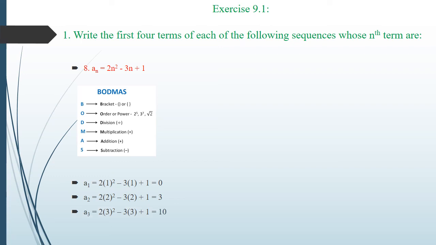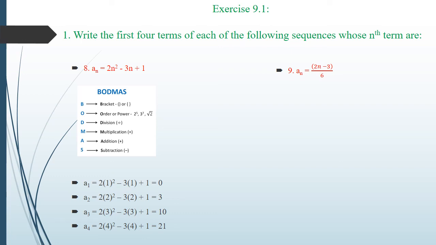Similarly a3, you can try this out, that is 3 square is 9, 9 into 2 is 18, minus 3 into 3 is 9, 18 minus 9 is 9, plus 1 is 10. Similarly a4 is equal to 2 into 4 square, 4 square is 16 into 2 is 32, minus 12 plus 1 gave me 21.